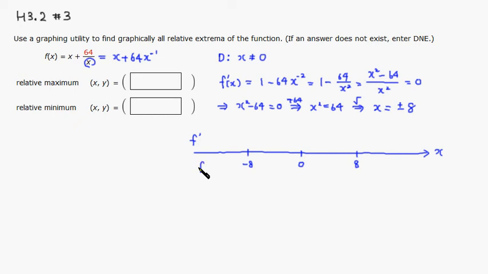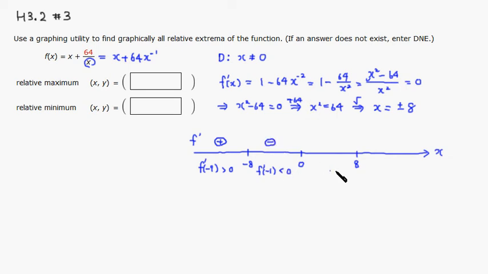So let's start with something smaller than negative 8. I'll probably try negative 9. If you plug in negative 9 here, you have negative 9 squared, which is positive 81, minus 64 is positive. The denominator is always positive, so you're going to get a positive value here. Then we can try any number between negative 8 and 0. So I would try, say, negative 1. If you plug in negative 1 here, negative 1 squared is 1, minus 64 is negative, so it's going to be negative.